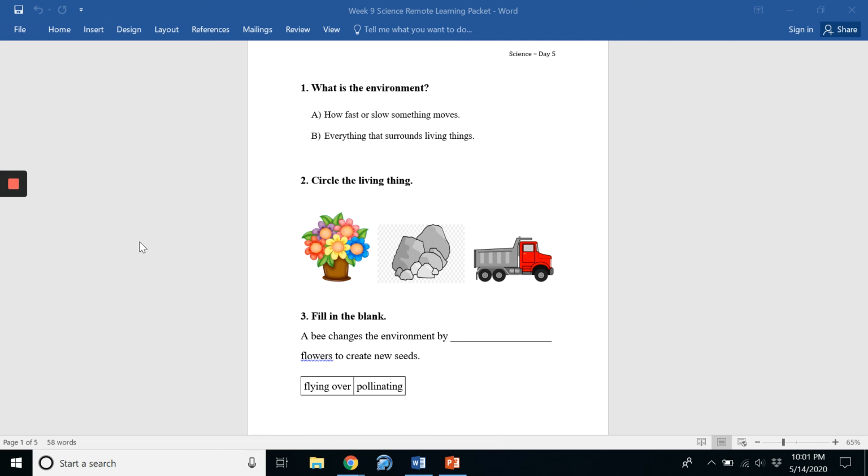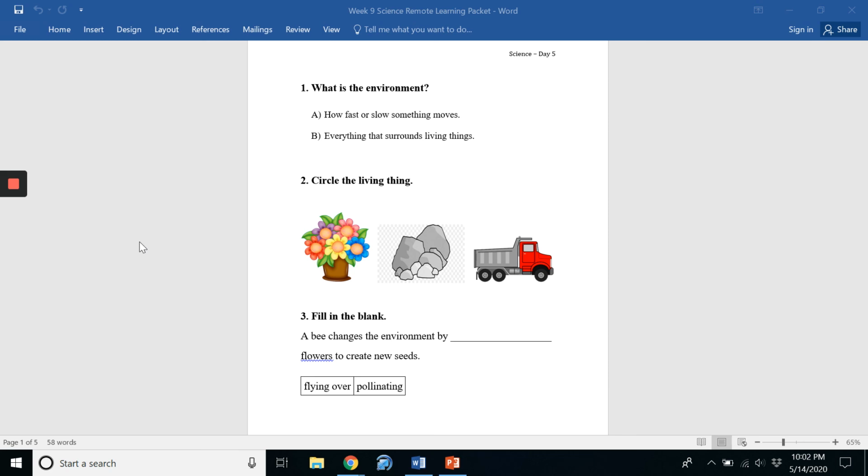What is the environment? Now put your finger on number 2. Number 2 says, circle the living thing. Is it the flowers? Is it the rocks? Or is it the toy car? Remember, living things can grow, make more of themselves, breathe, or eat. So circle 1.